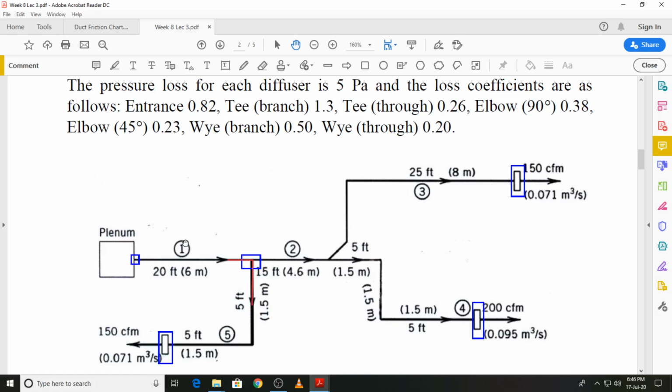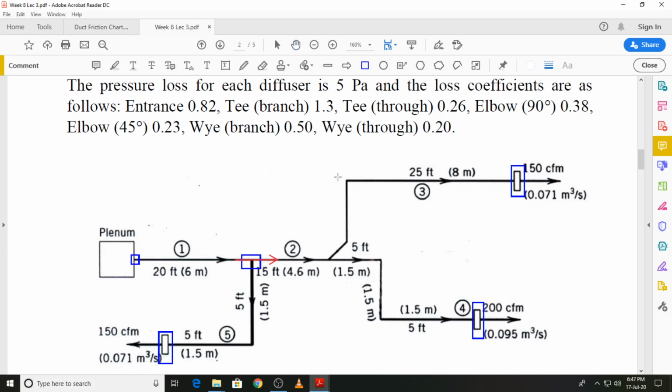So when we move from segment 1 to segment 5, we will include the loss coefficient T branch. On the other hand, T through means that we simply go through the T from one segment into the next segment, that is from segment 1 to segment 2. So we have different loss coefficients depending on whether we are going through that fitting or from that fitting into a branch. Then we have a 90-degree elbow.